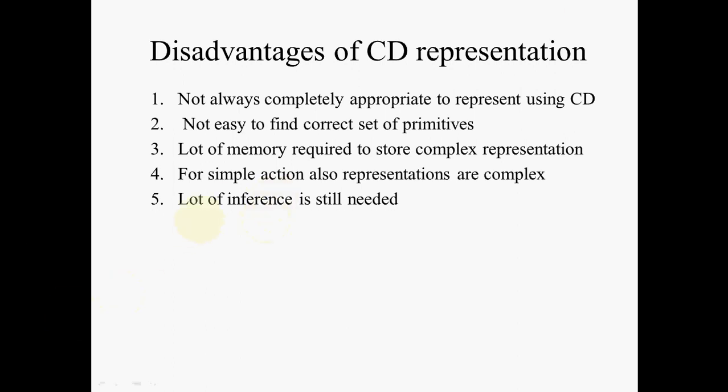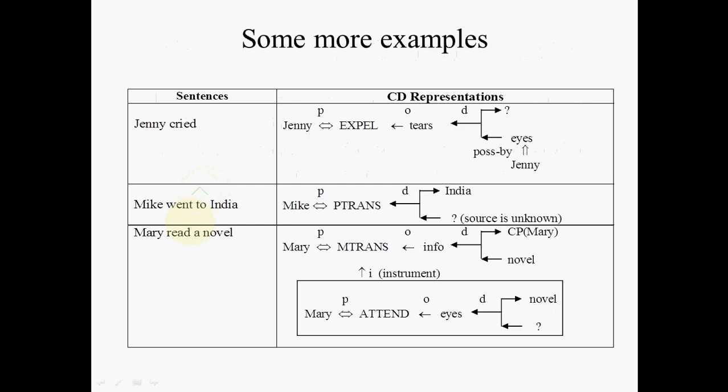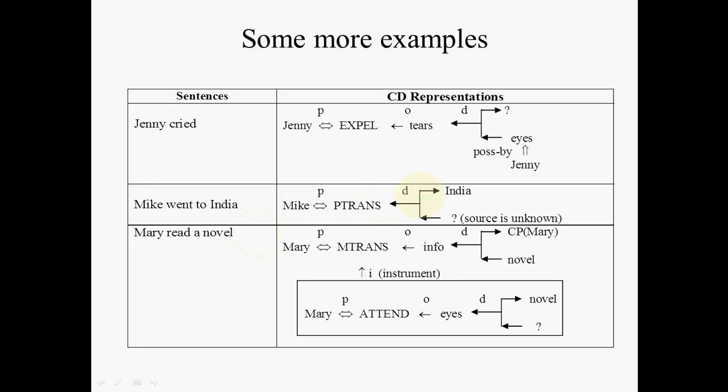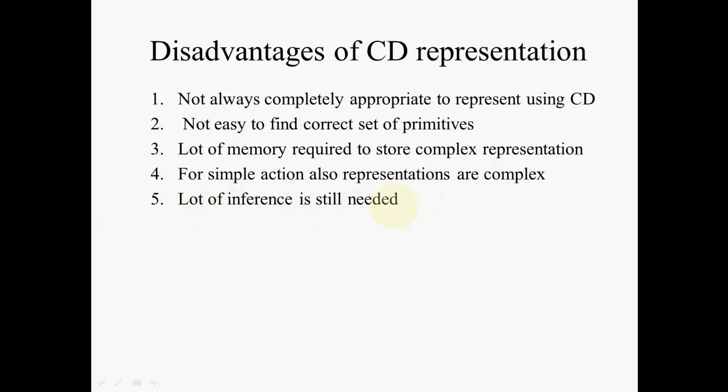And a lot of inference is still needed. Many a times with this kind of representations also there might be some confusion, there might be certain things which might not be so clear, right? So a lot of inference is still needed. So these are the disadvantages of conceptual dependency representation.